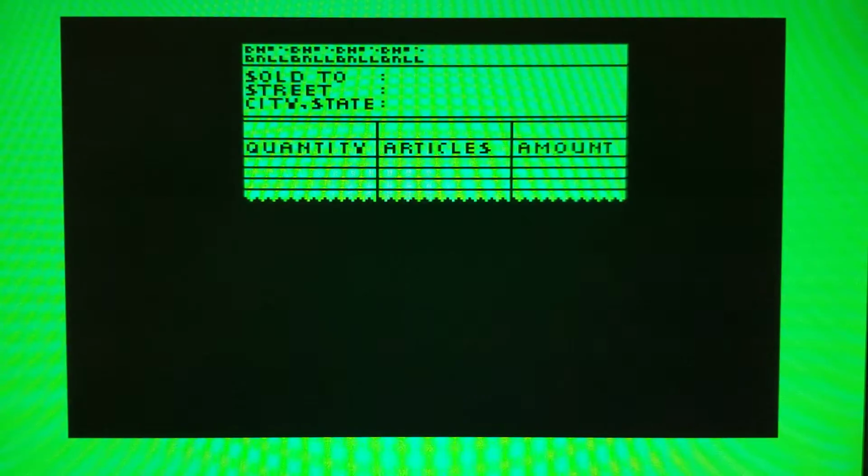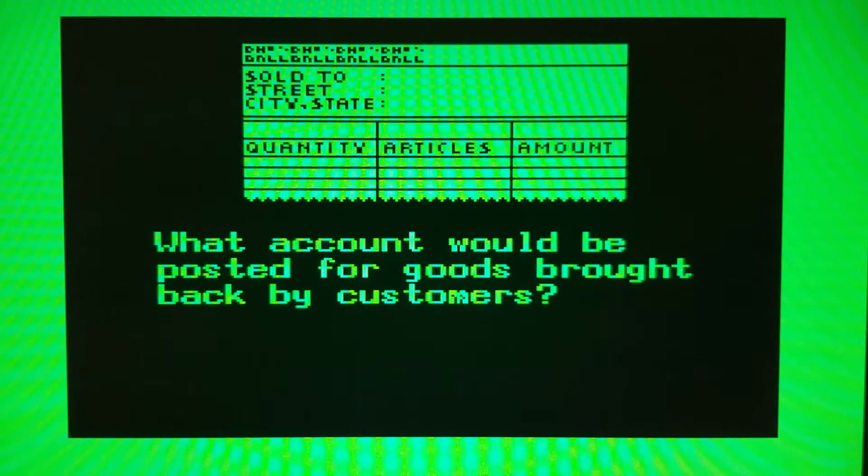The sales slip or ticket is imprinted with the firm's name and address, a serial number, and spaces for the customer's name and address, date, cash or charge, department, person receiving goods, a description of them, their price, and total amount of sale. If the goods are returned, the sales slip copy must be presented. What account would be posted for goods brought back by customers?